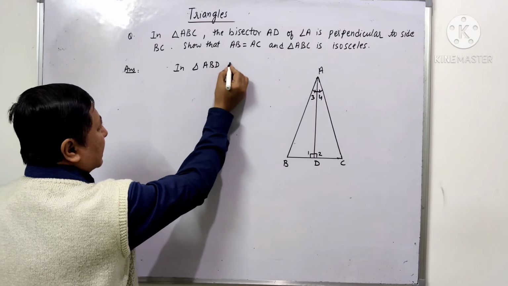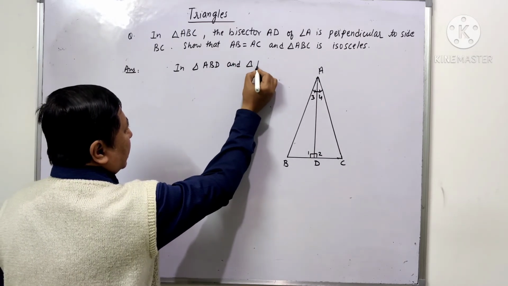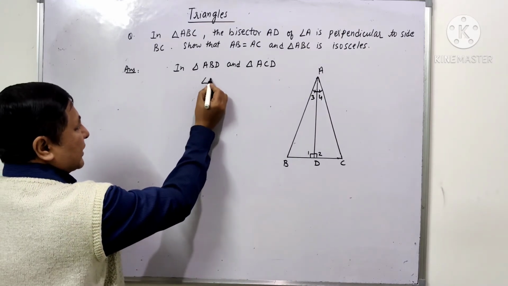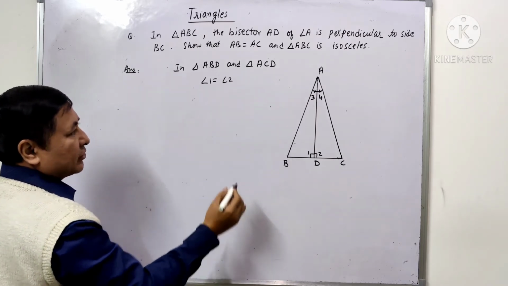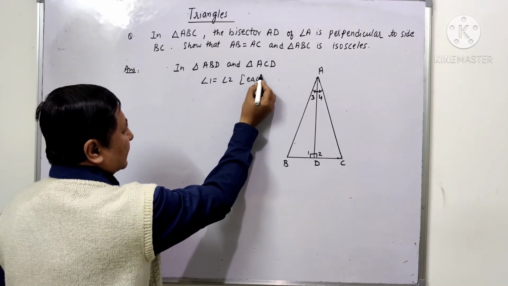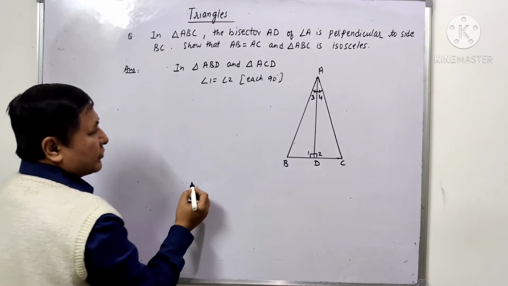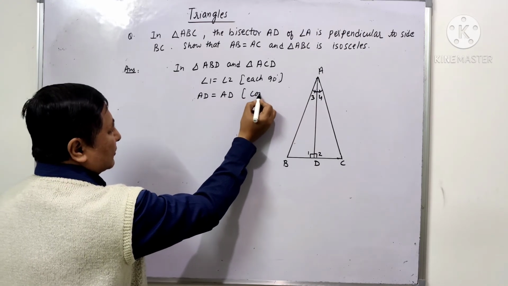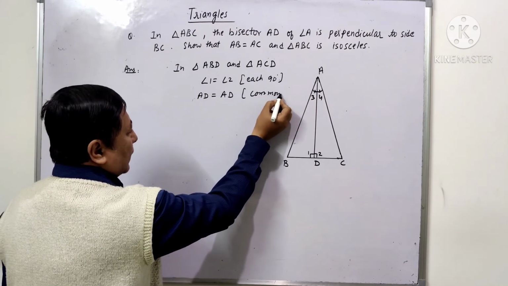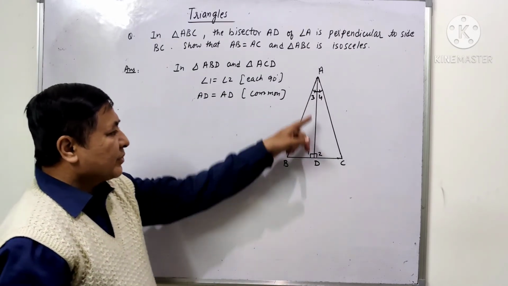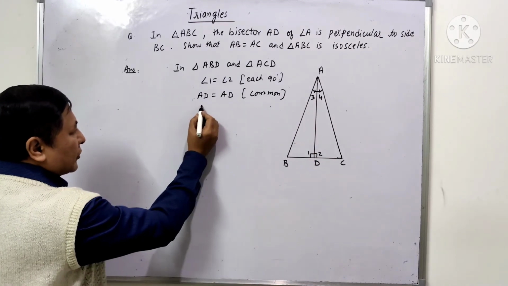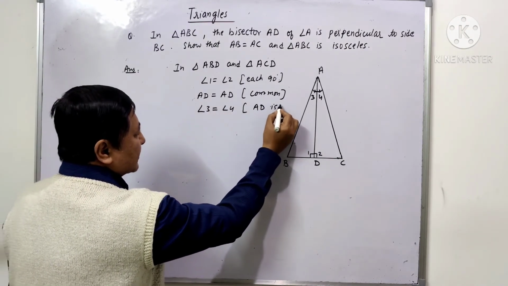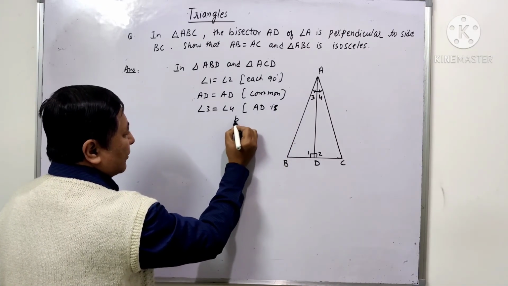So now in triangle ABD and triangle ACD, we are going to prove these two triangles congruent. Now it is given in the question that angle 1 is equal to angle 2 because it is perpendicular, so each will be 90 degrees. And if you see, AD is common in both triangles, so AD is equal to AD, it is common. And also it is given that AD is the bisector of angle A, so therefore angle 3 will be equal to angle 4. The reason is AD is the bisector of angle A.